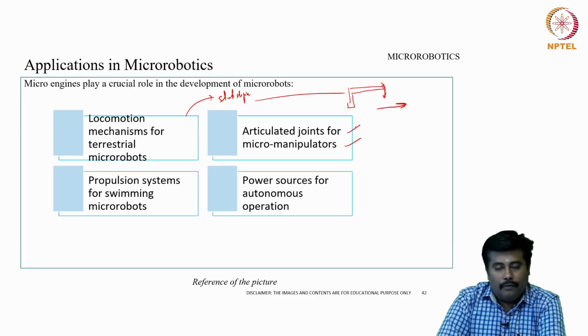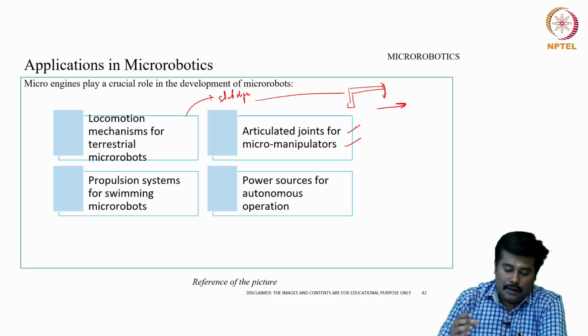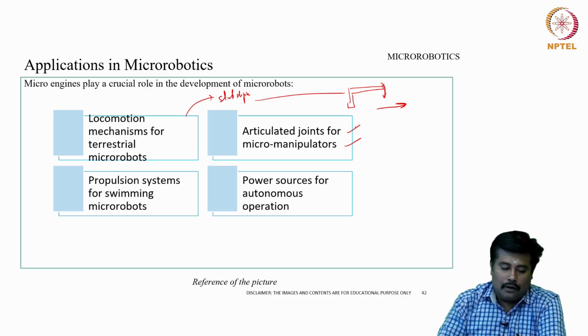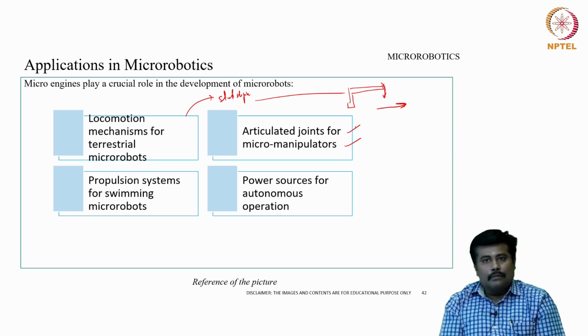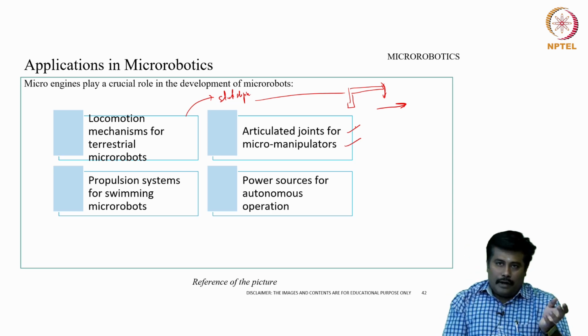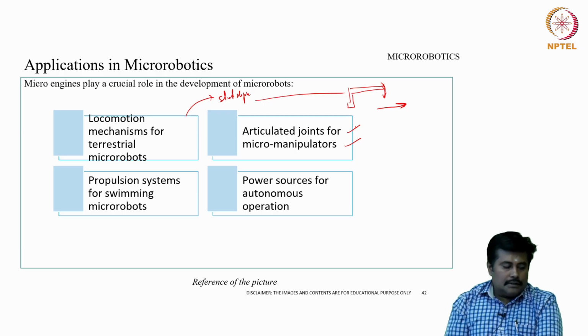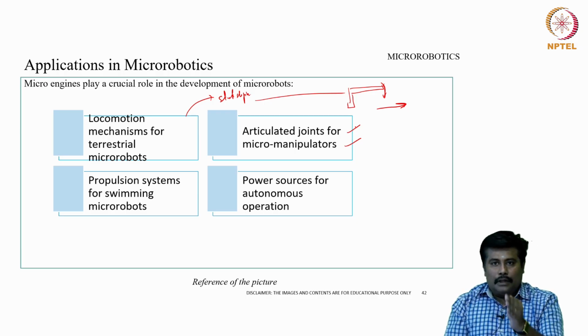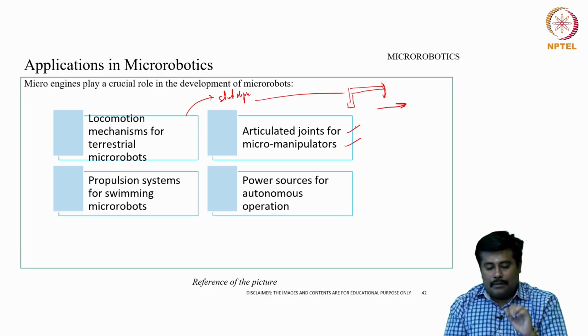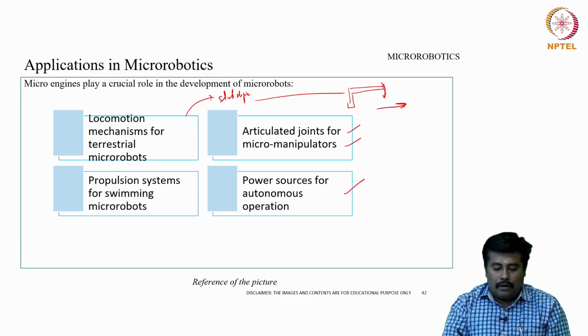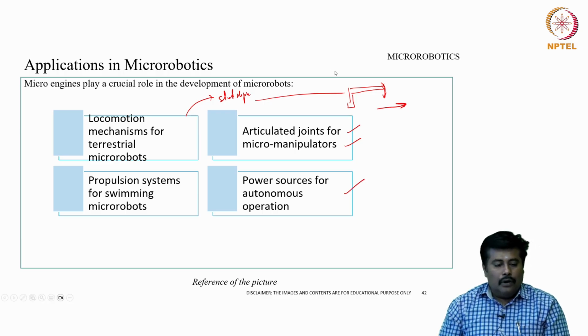Next is the propulsion system for swimming micro robots, and then the power source for autonomous operation. As far as these autonomous operations are concerned, even though we have discussed some kind of micro energy harvesters, there is still a need to work upon the overall characteristics and the behavior. So, this is one of the key aspects which we may need to look into.